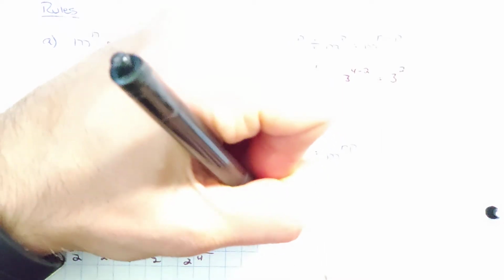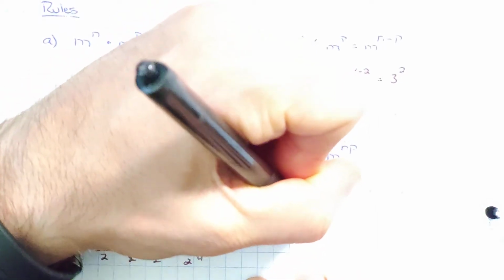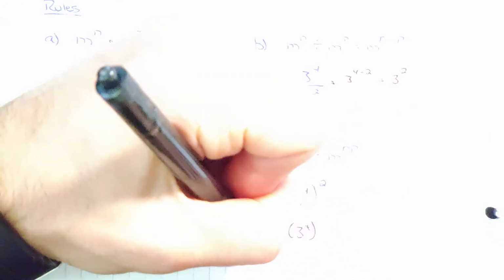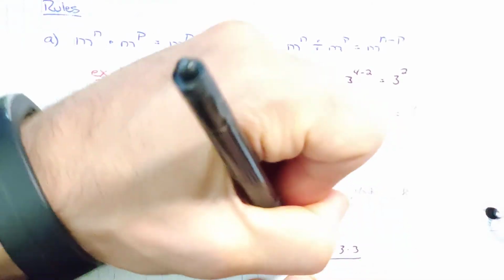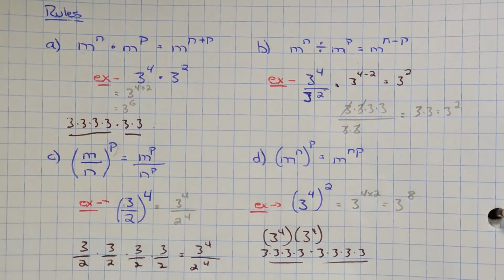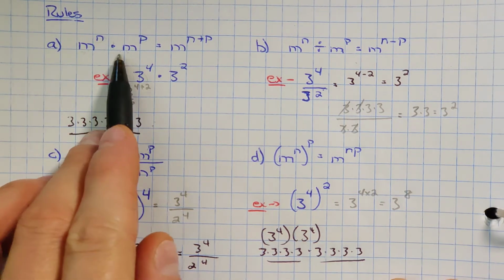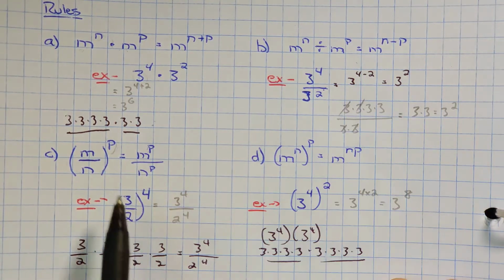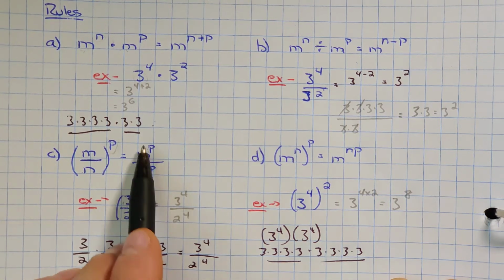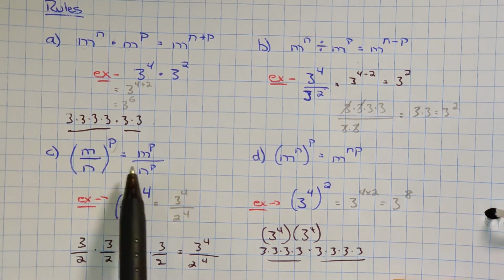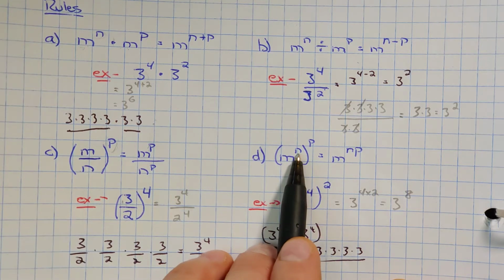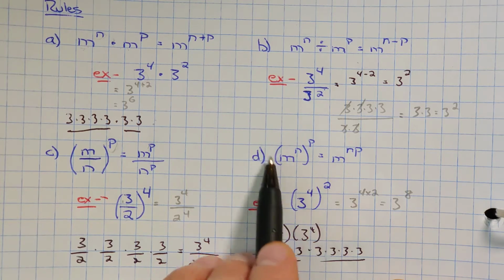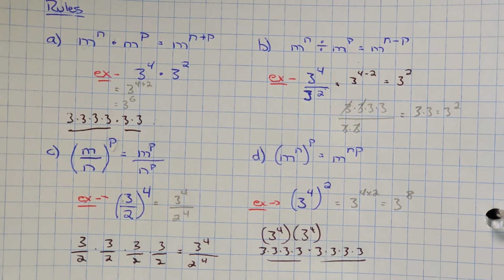We have 3 to the 4 squared. So that's 3 to the 4 times 3 to the 4. But each of those is 3 times 3 times 3 times 3, and 3 times 3 times 3 times 3. So we have two sets of 3 times 3 times 3 times 3, and there's our 8. So when we're multiplying with the same base, we add the exponents. When we're dividing with the same base, we subtract the exponents. With fractions, the exponent gets spread across both terms. And if we have an exponent on a power, then we just multiply them.